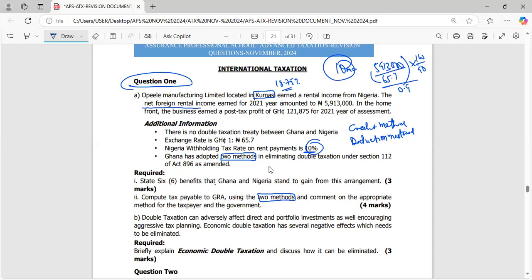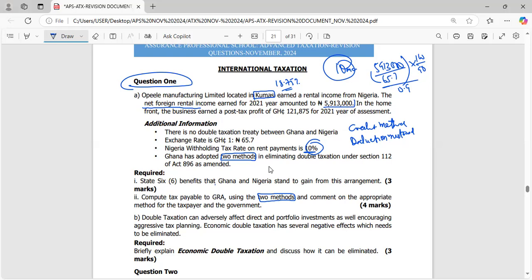Now, when you are computing the tax payable in Ghana, which is the resident country of the taxpayer, we compute your tax based on your gross rental income, not the net. Because we have to include your gross income before we know your total assessable income. So if you are computing the rental income from Nigeria, you have to gross up this amount.